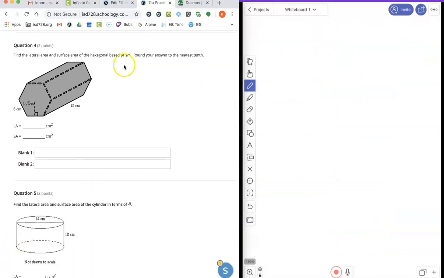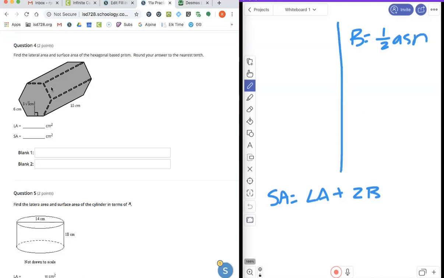So number 4, we still have a prism, so we still use the same formula at the end. But what's different is it's a hexagonal based prism. That means the way we get B is going to change significantly. That's 1/2 a s n, since we have a regular polygon this time. LA remains the same, perimeter times height. So we can get that one first. That's usually the easy one.